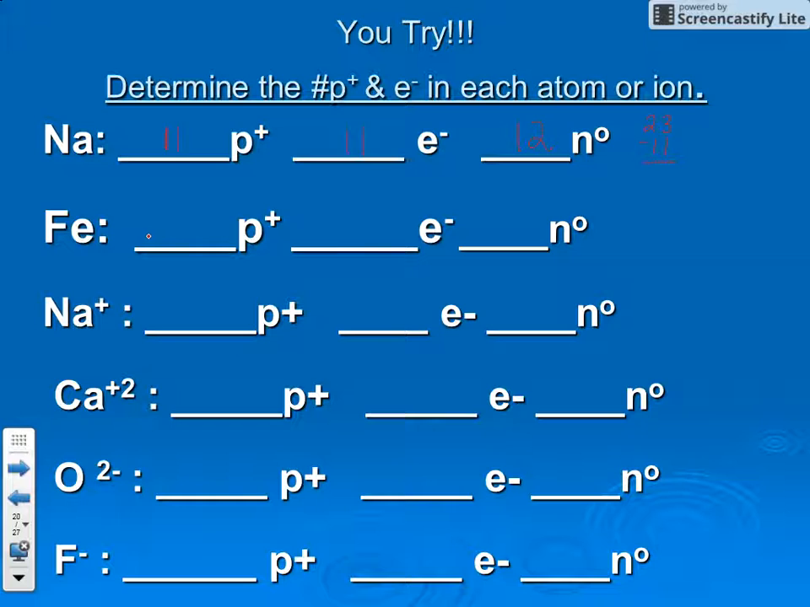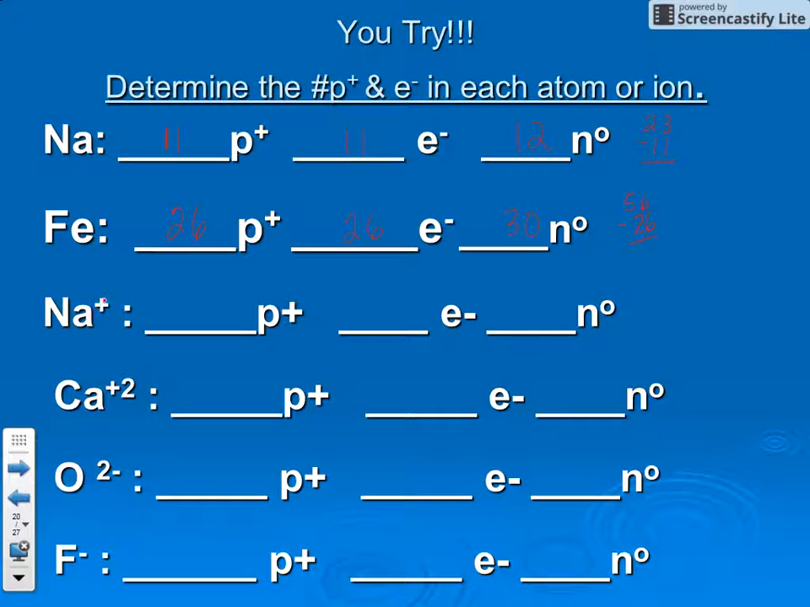All right, let's look at iron. Iron's in the center of your periodic table. He's element 26, so that means he has 26 protons. Again, there's no charge here, so he also has 26 electrons. To get your neutrons, you're going to take his mass and round that to 56, and then subtract your atomic number from it. 56 minus 26 leaves you with 30 neutrons.